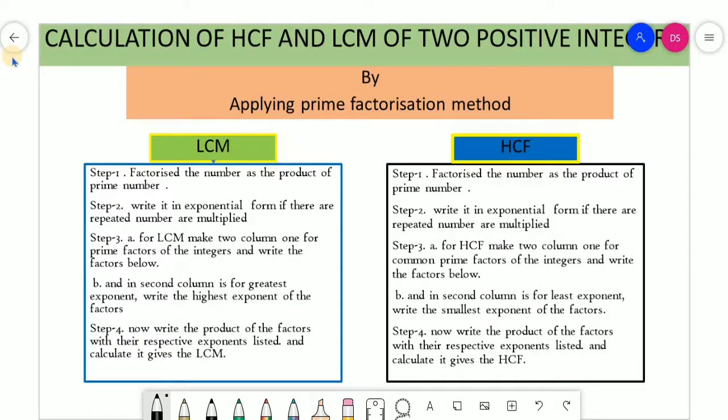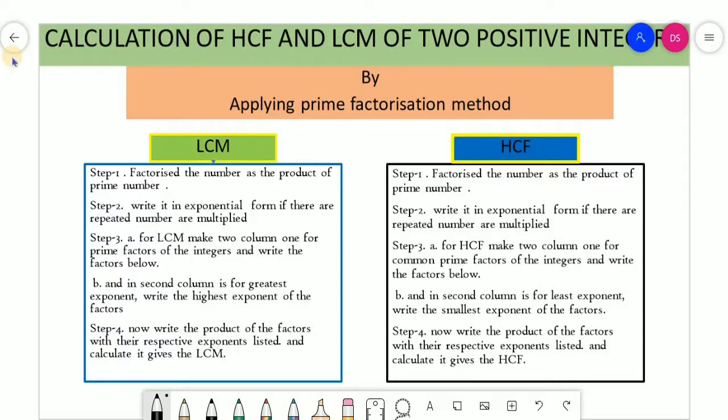Today's session will discuss the calculation of the highest common factor and least common multiple of two positive integers by applying the prime factorization method. Before we proceed, let's look at some steps to find the LCM or HCF of any two positive integers or more than two positive integers.